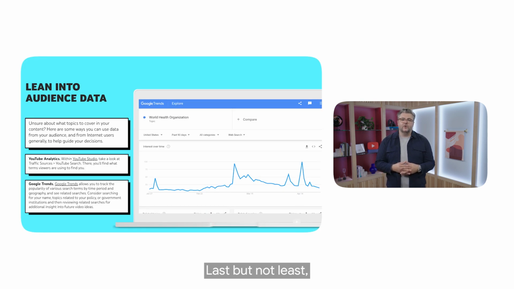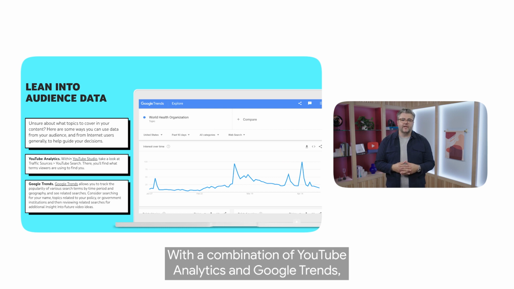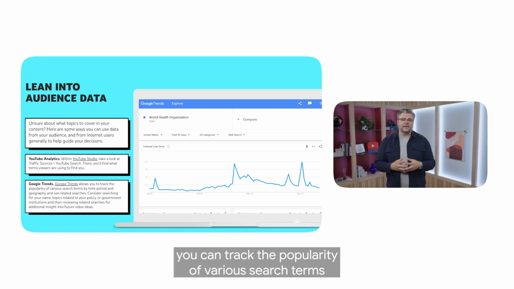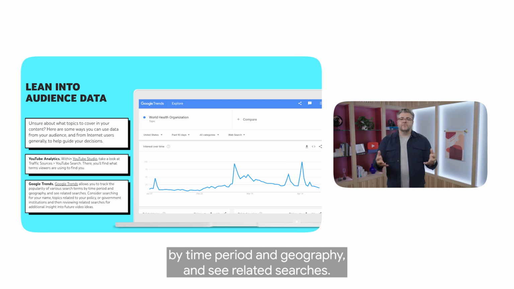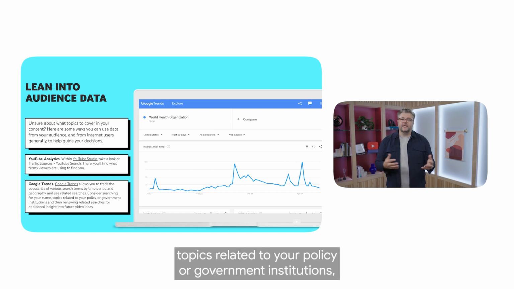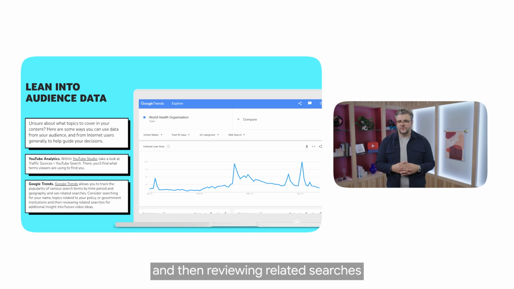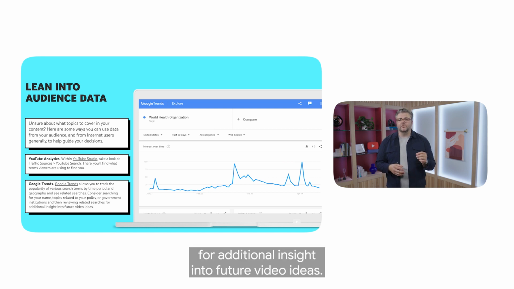Last but not least, we encourage you to lean into audience data for content ideas and inspiration. With a combination of YouTube analytics and Google Trends, you can track the popularity of various search terms by time period and geography, and see related searches. Consider searching for your name, topics related to your policy or government institutions, and then reviewing related searches for additional insight into future video ideas.